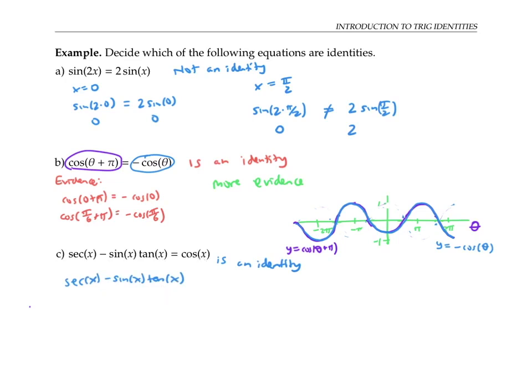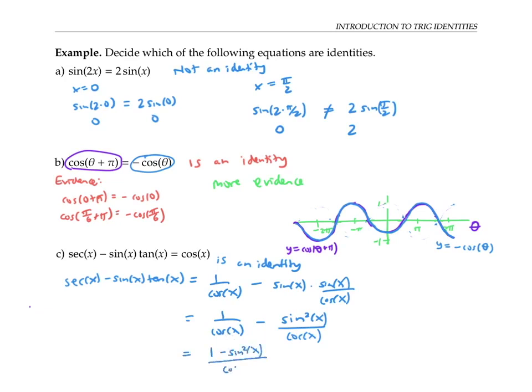The first thing I'll rewrite is secant and tangent in terms of their constituent functions, sine and cosine. Since secant of x is 1 over cosine x and tangent of x is sine x over cosine x, I can rewrite this expression as 1 over cosine x minus sine x times sine x over cosine x. I can clean up those fractions and write this as 1 over cosine x minus sine squared x over cosine x. Now I notice that I have two fractions with the same denominator, so I can pull them together as 1 minus sine squared x over cosine x.